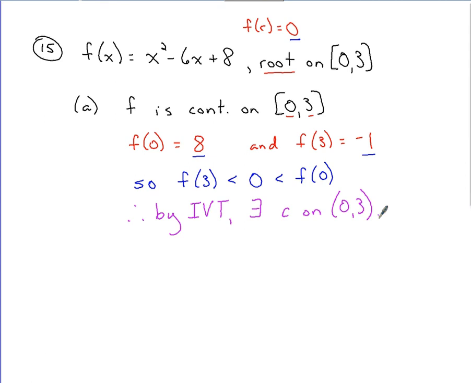Now that we've established this theorem is going to hold, for part B, we're going to actually find that value of C where if I plug into the function, I get 0 back. I find that C is a root. So to do that, I'm going to take C, plug into the function. Replacing all my x's, I get c squared minus 6c plus 8. F of c is supposed to equal 0, so now replace f of c with 0. 0 equals c squared minus 6c plus 8.